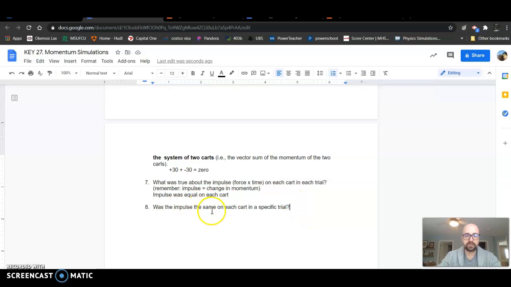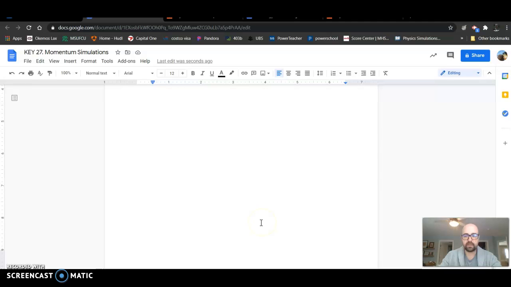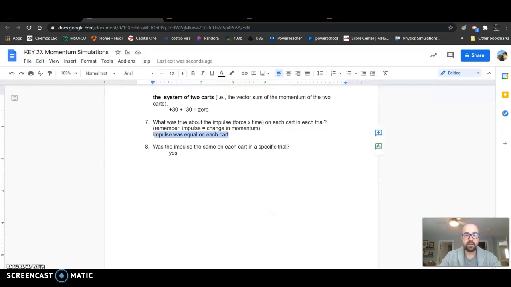And then was the impulse the same on each cart in a specific trial? I shouldn't ask that question again. It seems stupid now, but yes is the answer. That's the same as this right here. The impulse was equal on each cart. So I apologize about that. I must have thought it was good.